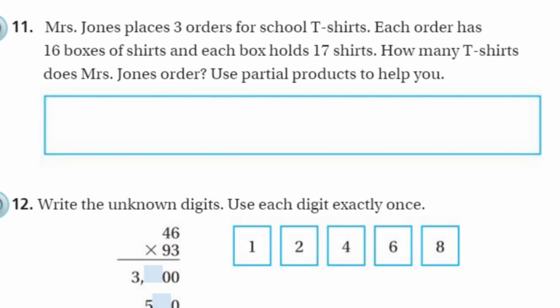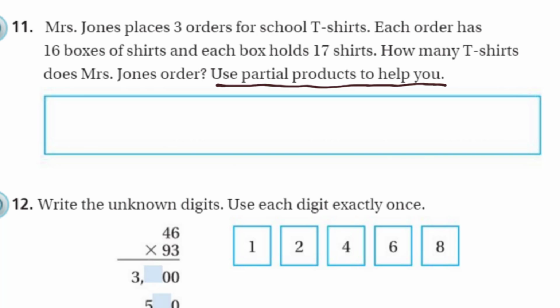Okay, and then 11 we have: Mrs. Jones places 3 orders for school t-shirts. Each order has 16 boxes of the shirts, and each box holds 17 shirts. How many t-shirts does Mrs. Jones order? Use partial products to help you. All right, so if I was scoring this test, teacher, this would have to be part of your notes. If you didn't have that, I might take a couple points off, because it's telling us to use partial products. So let's go ahead and do that.